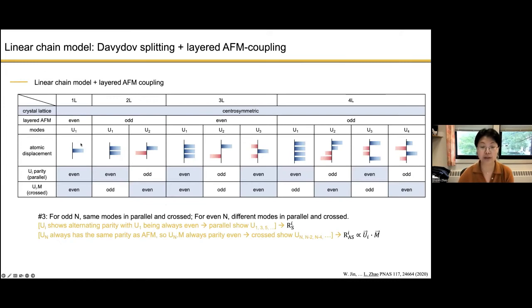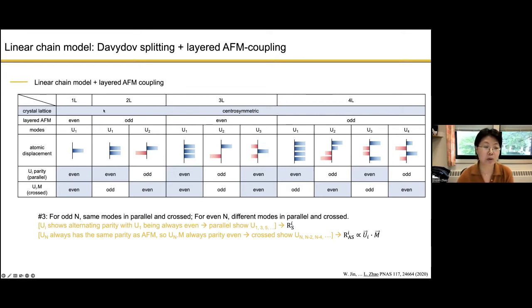To interpret this, we just have to recall the fact that Raman scattering selects the parity even object. So we take a look at the parallel channel. The parallel channel is just a regular phonon process, so it always selects the parity even phonons listed here. But for the cross channel, we approximate this process as having an intensity that scales with the direct product between the phonon vector and the magnetism vector. So we want this product to be parity even.